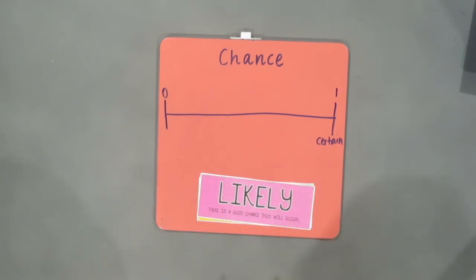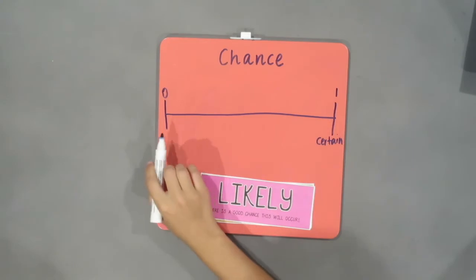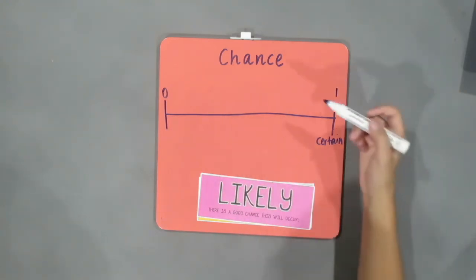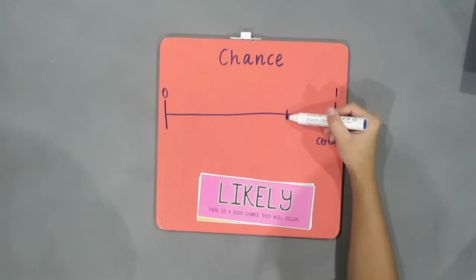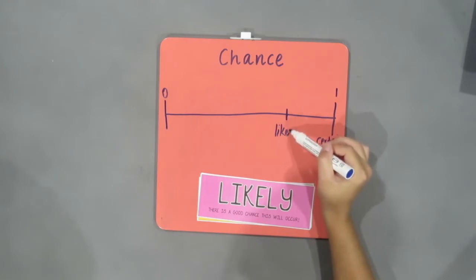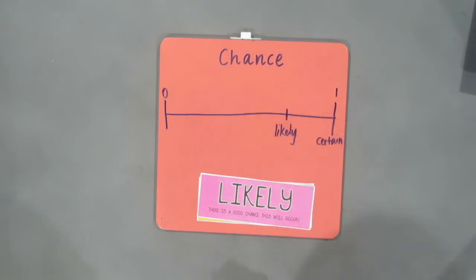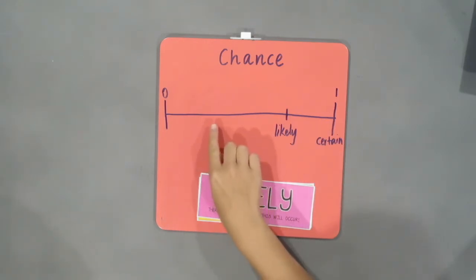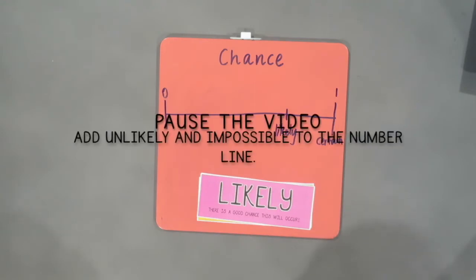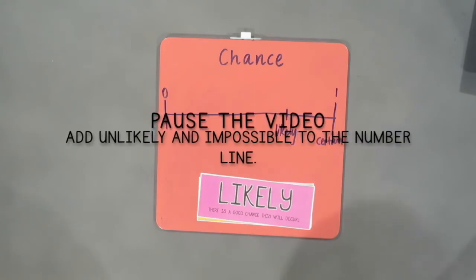What about likely? I don't think it would be down this end. I don't think it would be in the middle. That's about a 50-50 chance. If we put likely around this area, you would be right. I would like you to pause this video and see if you can put in unlikely and impossible on the remainder of this number line.